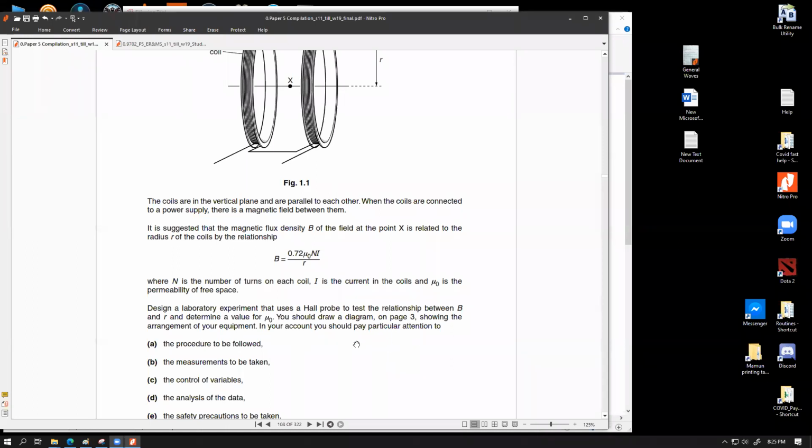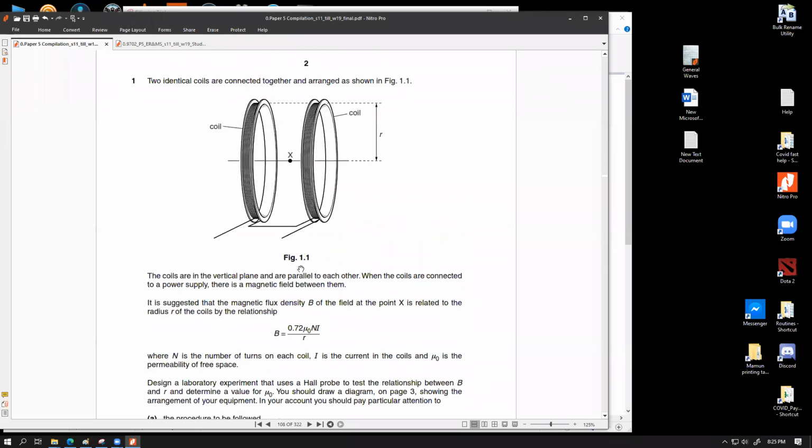Okay, so we are trying to figure out a relationship between B and R. So B is our dependent variable, obviously, which we should measure with the Hall probe. R is the independent variable which we are going to vary for different coils, and we should have 6 different sizes of this.